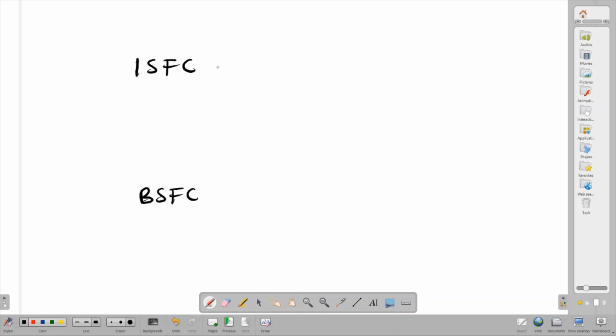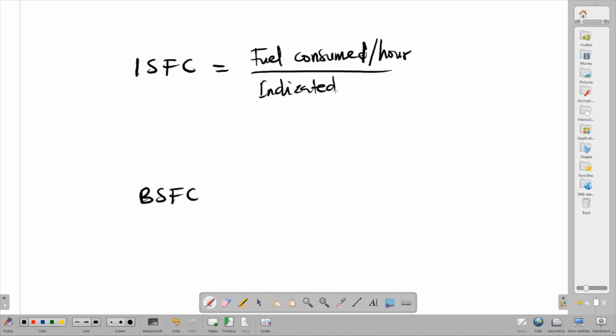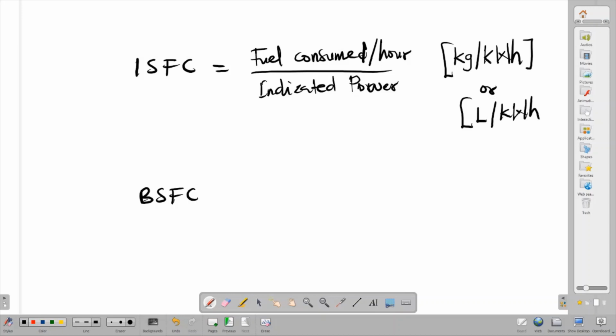The indicated specific fuel consumption is the fuel consumed per hour with respect to the indicated power developed, and it will be in the unit kilogram per kilowatt hour, or sometimes represented in liters per kilowatt hour.